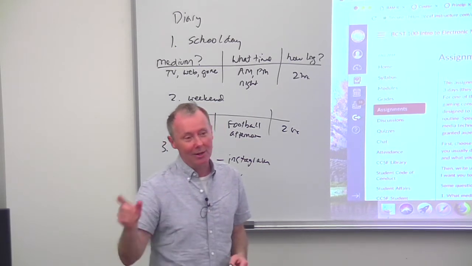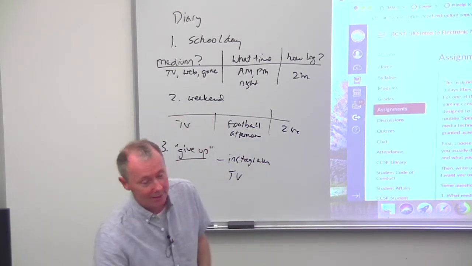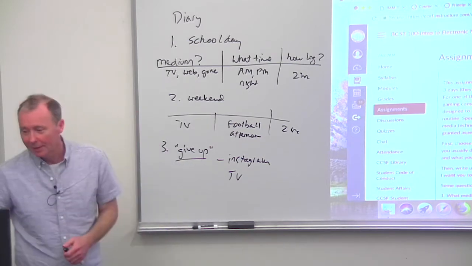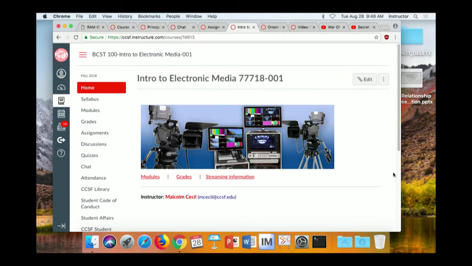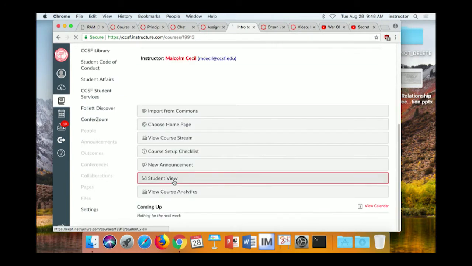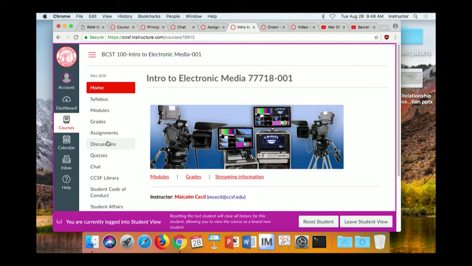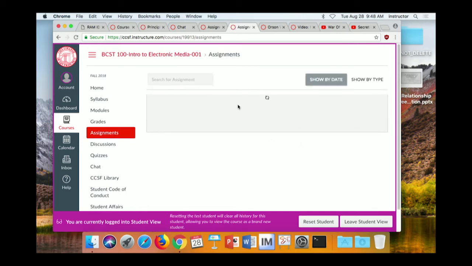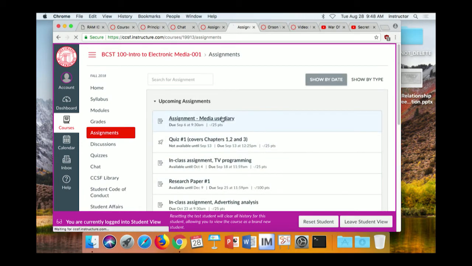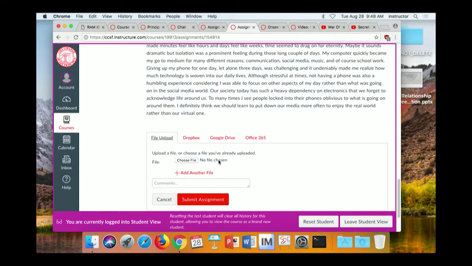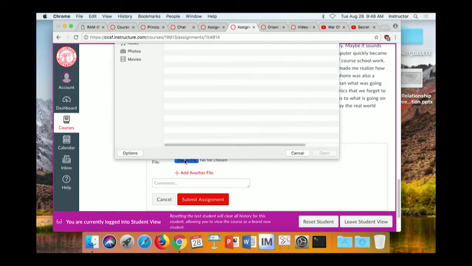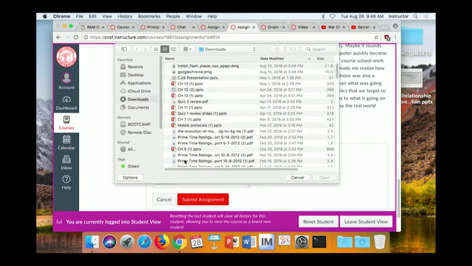Okay, so this is due next week on Thursday. So that's September 6th. And you should turn it in on Canvas. So if we hit student view and then we go to assignments, the assignment would look like this for you guys. You'd be pushing the big red button here, submit assignment, and then navigating on your computer to the file where you have stored your essay.